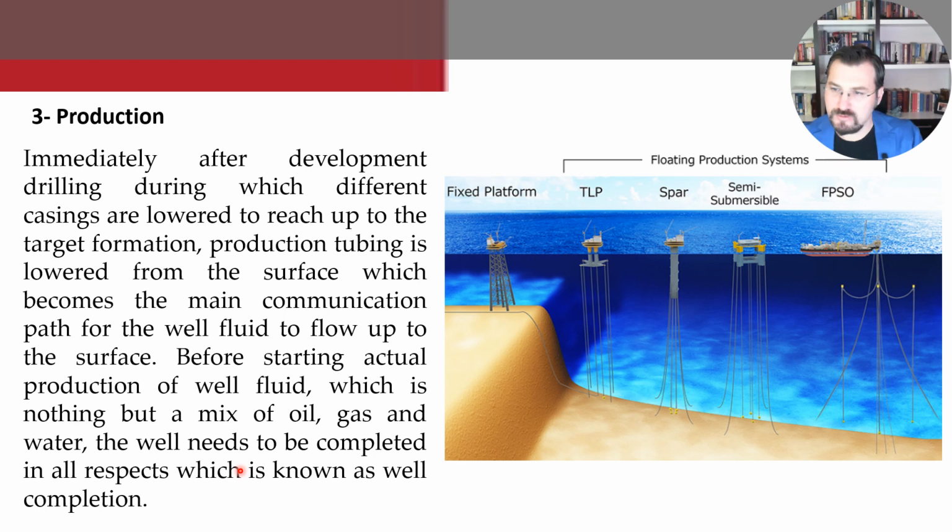But let's continue. Immediately after the development drilling, during which different casings are lowered to reach the target formation, production tubing is lowered from the surface, which becomes the main communication path for the well fluid to flow up to the surface. Okay. So before starting actual production of the well fluid, which is nothing but a mix of oil, gas, and water, the well needs to be completed in all respects, which is known as well completion.